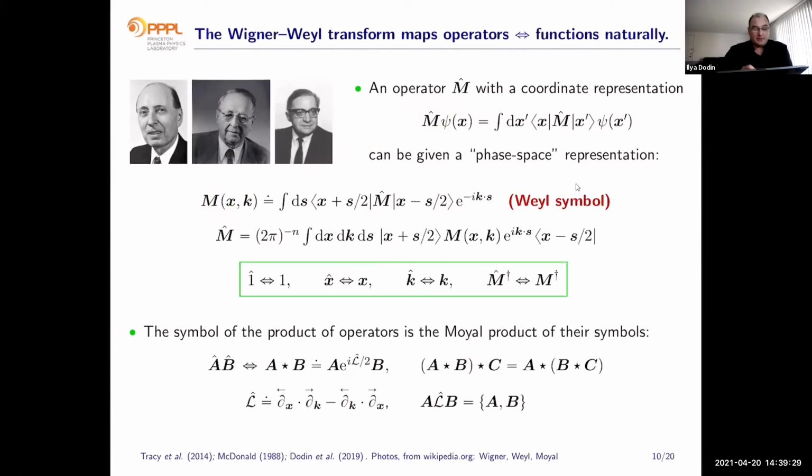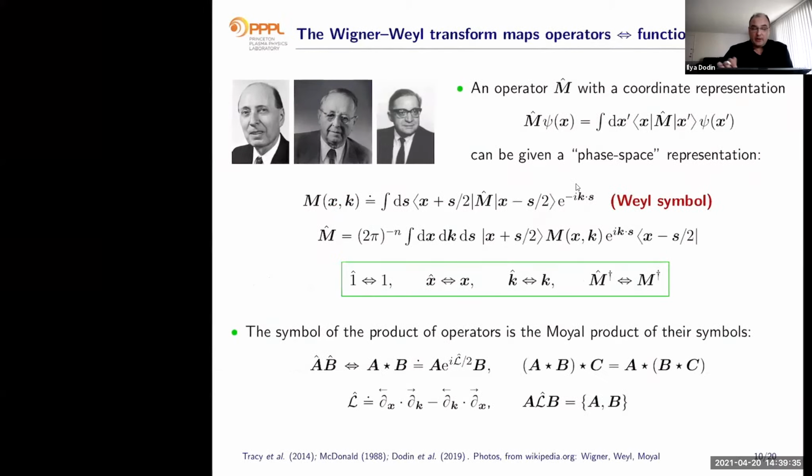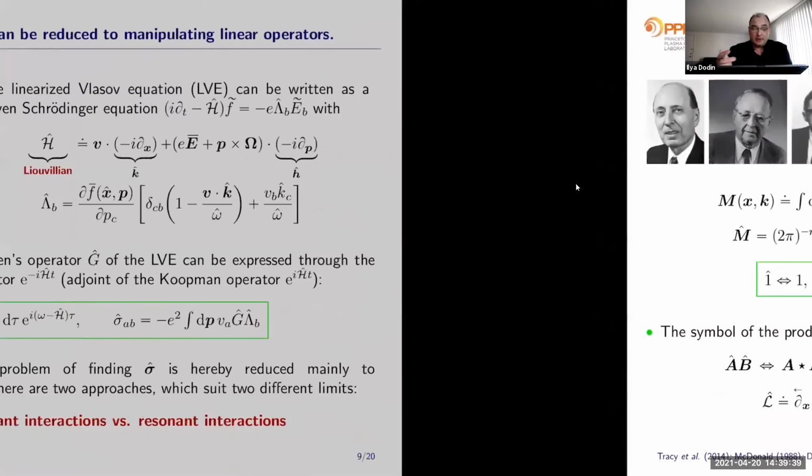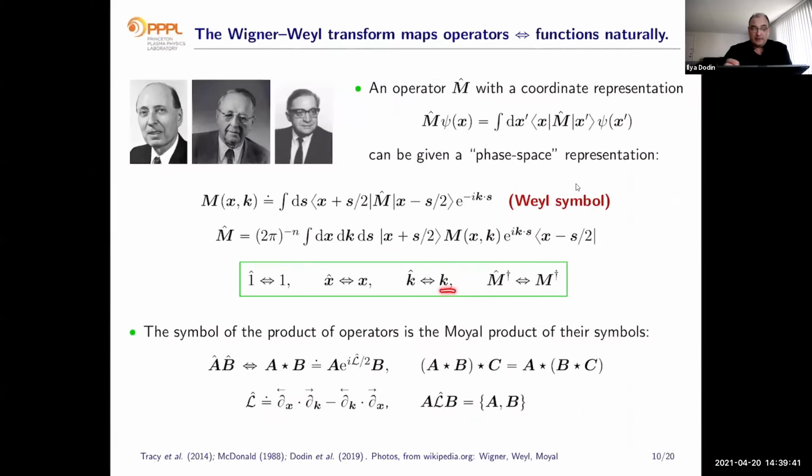So it maps a unit operator into one, a coordinate operator into a coordinate, and the wave number operator, which is the derivative for the momentum, gets mapped to a wave number. And then there is this nice property that this transform commutes with taking the Hermitian adjoint.